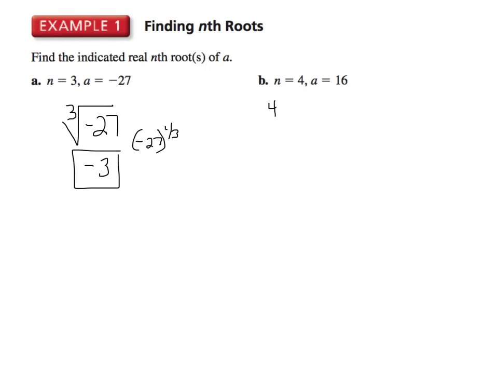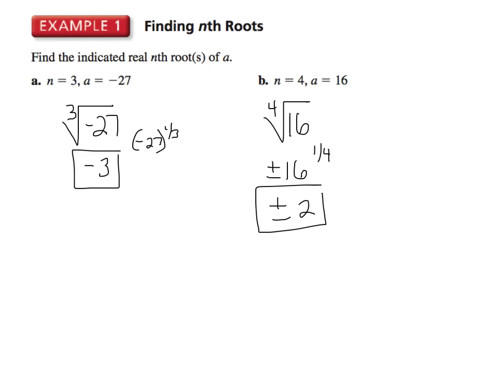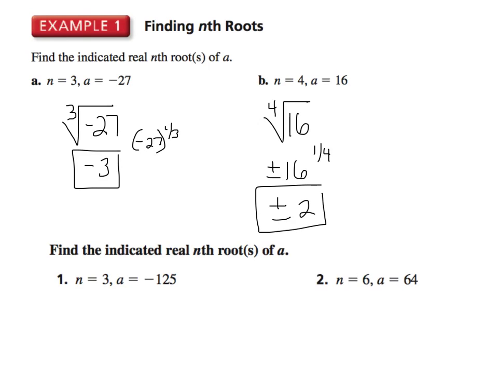So the next one, the 4th root of 16. The 4th root of 16 would be 16 to the 1/4, but because it has an even power, you get plus or minus 16 to the 1/4, which would give you plus or minus 2 as your answer. If you want to try these out on your own, you may pause the video and try this out.